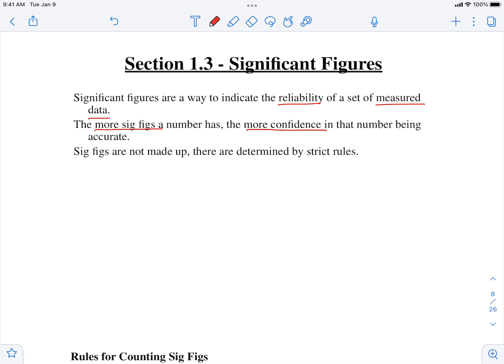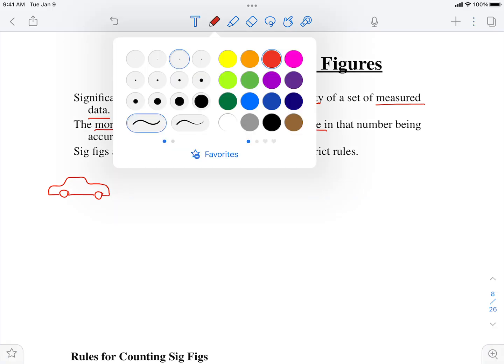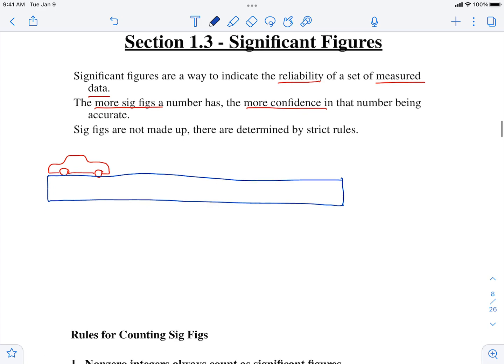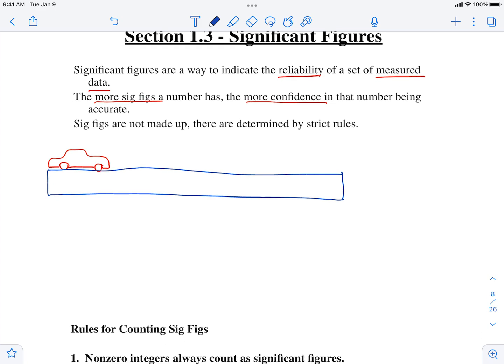So, for example, let's say that I have a Matchbox car, right? And let's just say for some reason I need to measure this. So, let's say that I have a crude tool. Let's say I have an unmarked ruler. Okay? So there's a ruler, it's unmarked. I have to guess by looking at this, what's the length of this toy car?